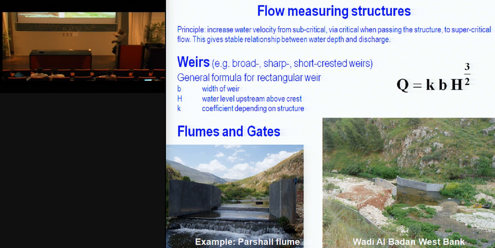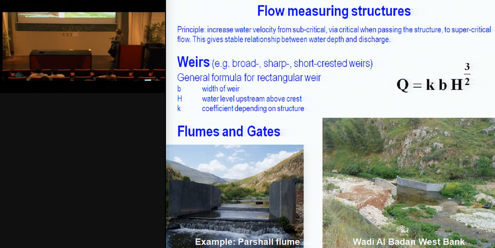What you measure here is the discharge. This is the view from below. It's a partial flume where you have a significant change from these subcritical flow conditions before into supercritical just at the overflow. And that defines a fixed water level for a given discharge through this structure.